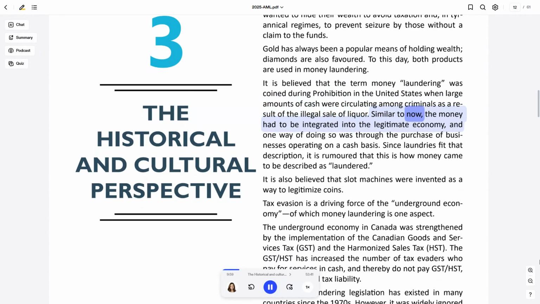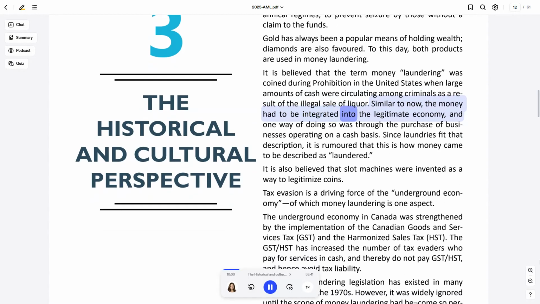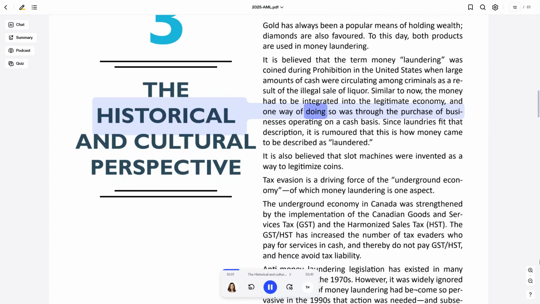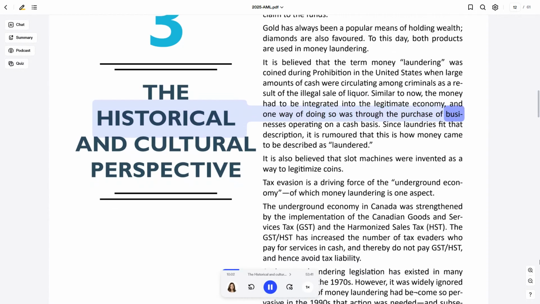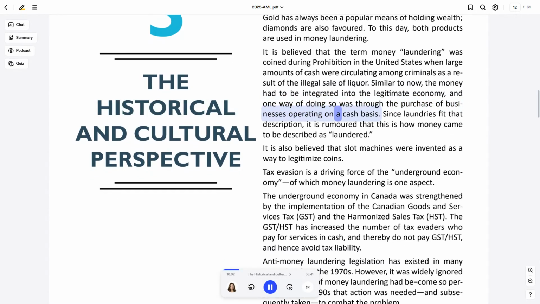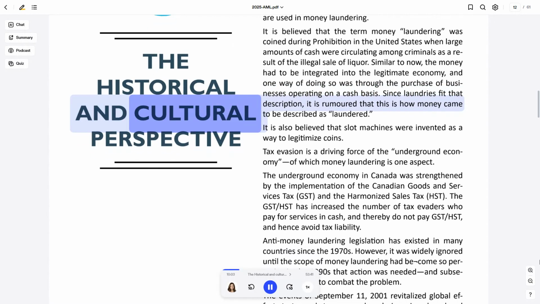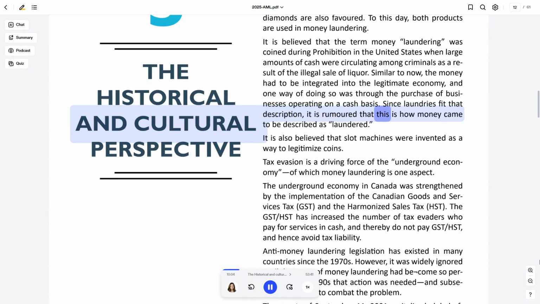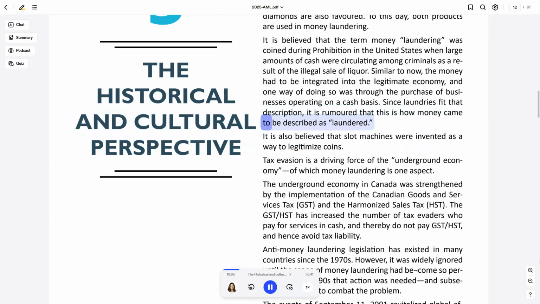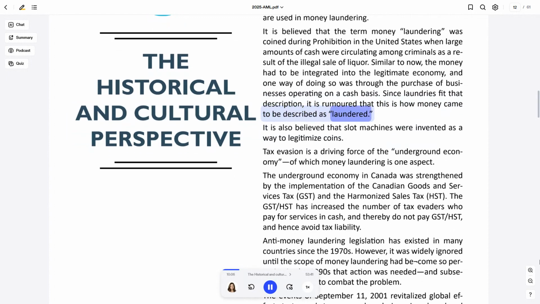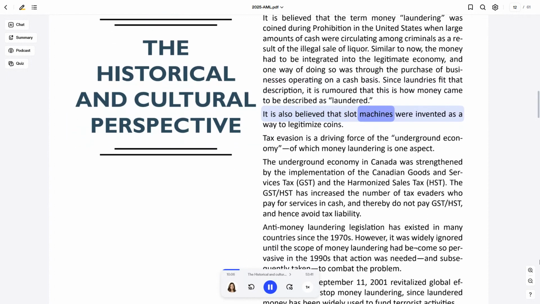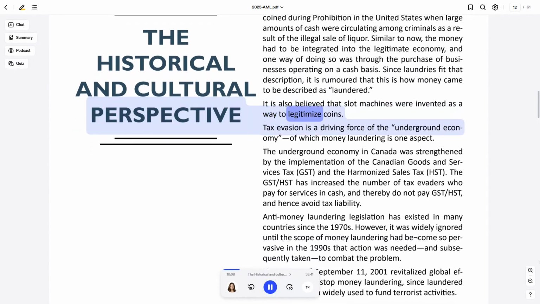Similar to now, the money had to be integrated into the legitimate economy, and one way of doing so was through the purchase of businesses operating on a cash basis, such as laundries. It is rumored that this is how money came to be described as laundered. It is also believed that slot machines were invented as a way to legitimize coins.